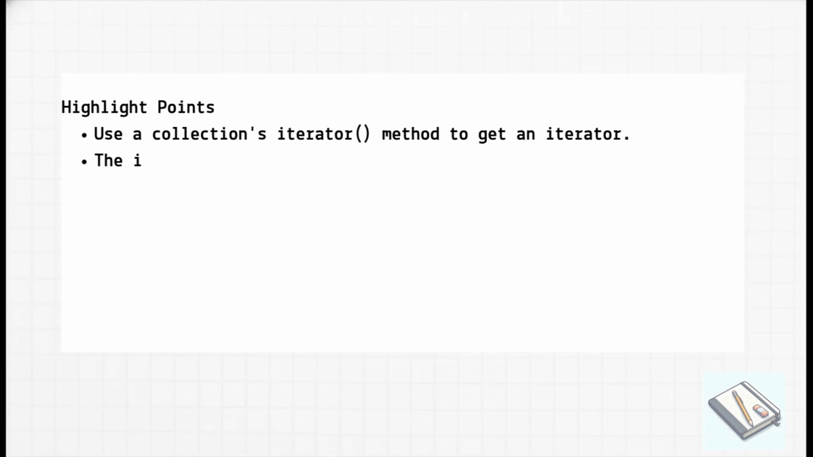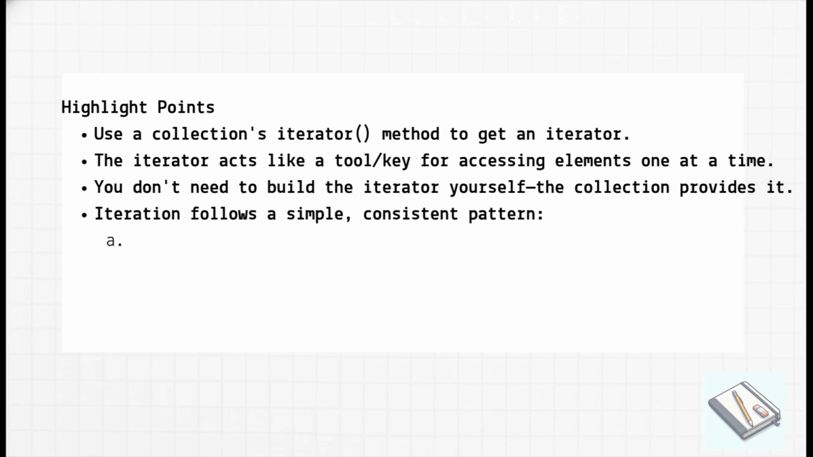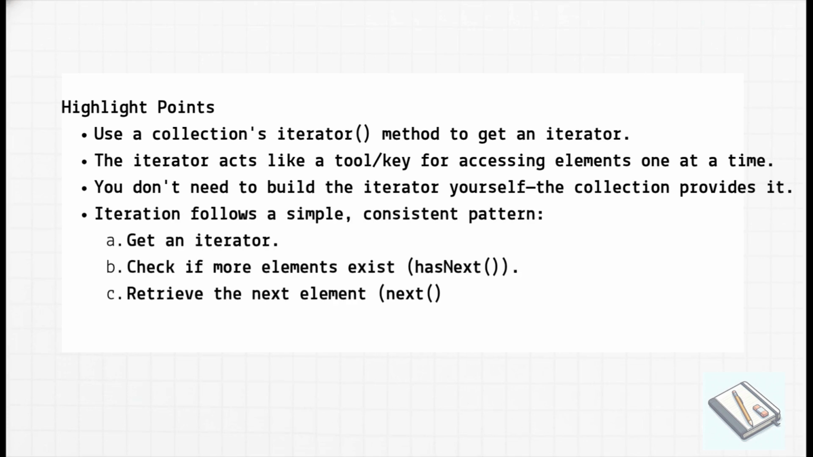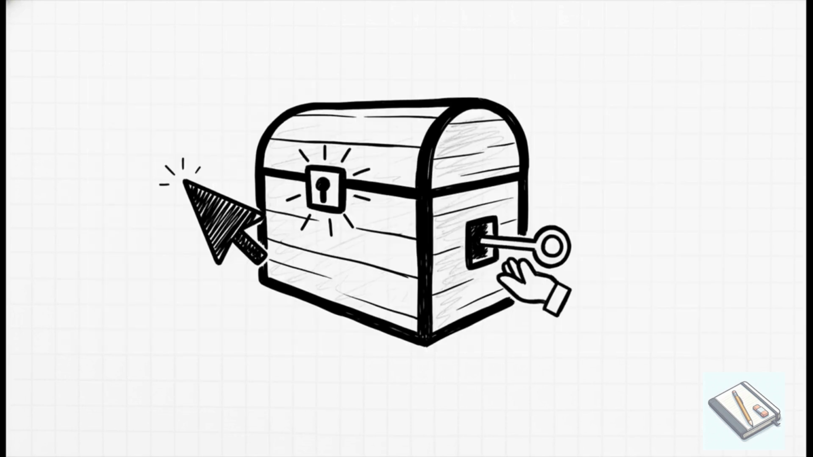And you don't even have to build this thing from scratch. You just go straight to the collection itself and ask for one. You call its .iterator() method, and the collection basically hands you a custom-made key, one that's perfectly designed to unlock its own elements, one at a time.